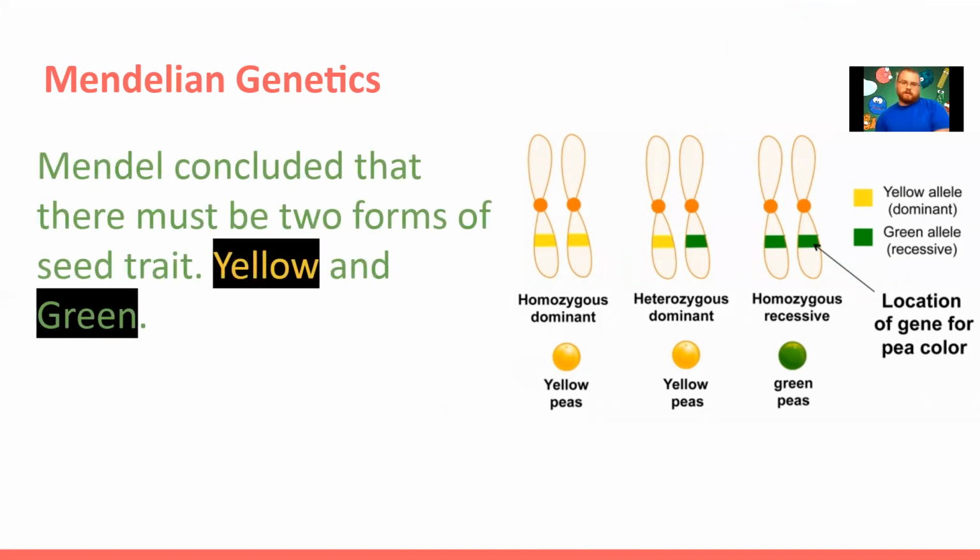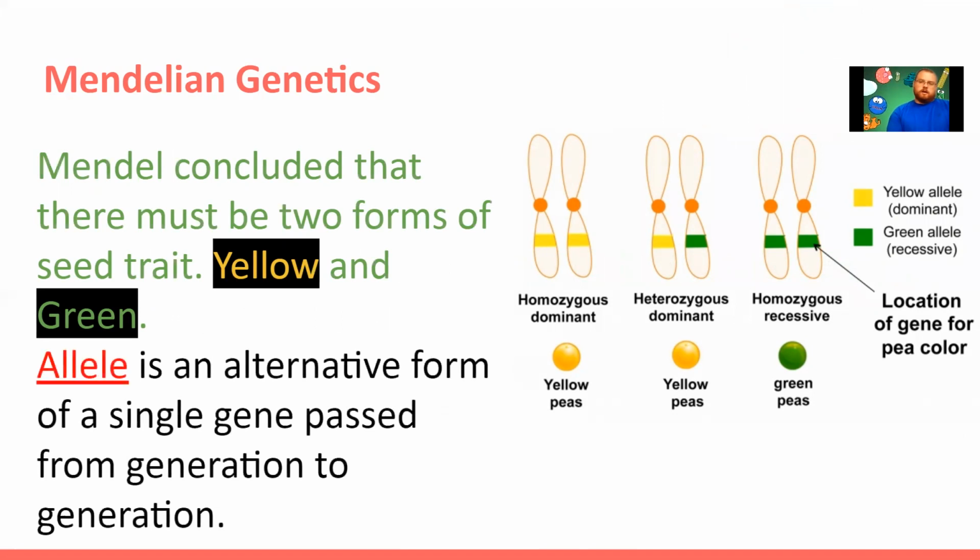He concluded that the two forms of the seed trait were yellow and green, which meant that there were two separate forms. That is what an allele is. An allele is just the alternate form of a gene. So for instance, brown hair and red hair, I'm speaking from experience, obviously, those are two different types of allele for hair color.